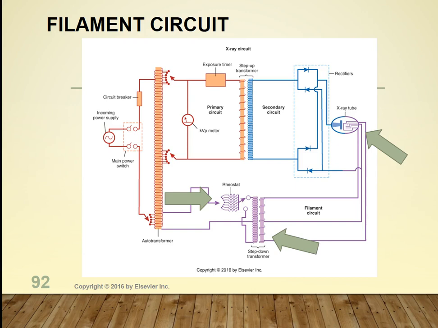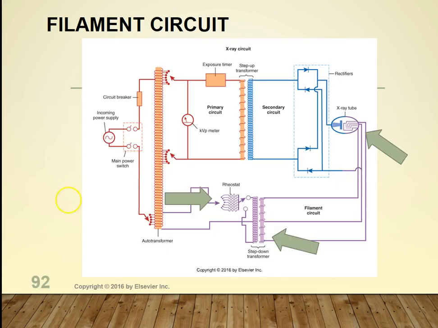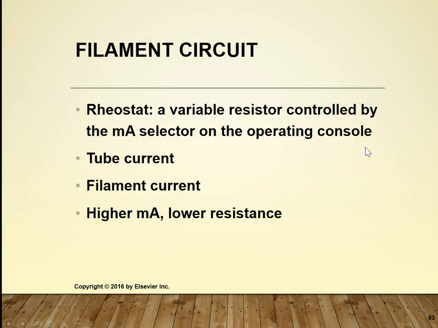Now, you would think it'd be the other way, that it would come from here to here. No. At the same time you make this exposure, this is happening and this is happening. Okay? Just so you understand that. The rheostat is a variable resistor controlled by the mA selector on the operating console. So, at the primary circuit, where you make your decisions, the kVp goes this way, your mAs goes this way. Because why? This is the energy needed for the X-ray to go through the patient. This is the amount of X-rays that you're going to use on your patient.